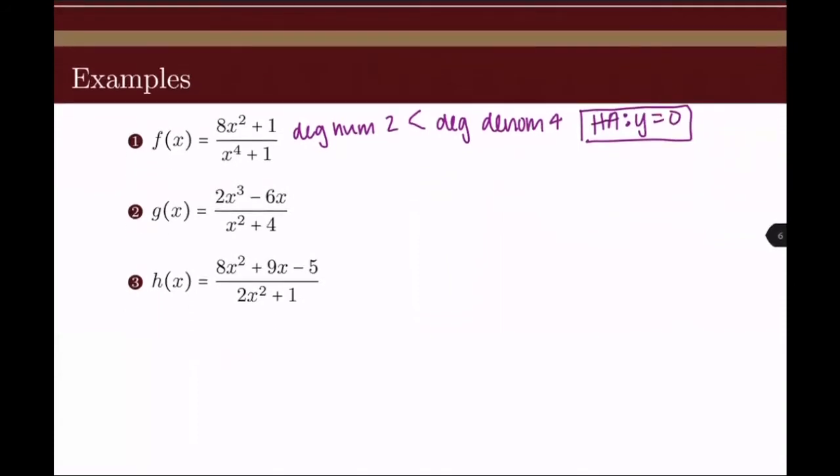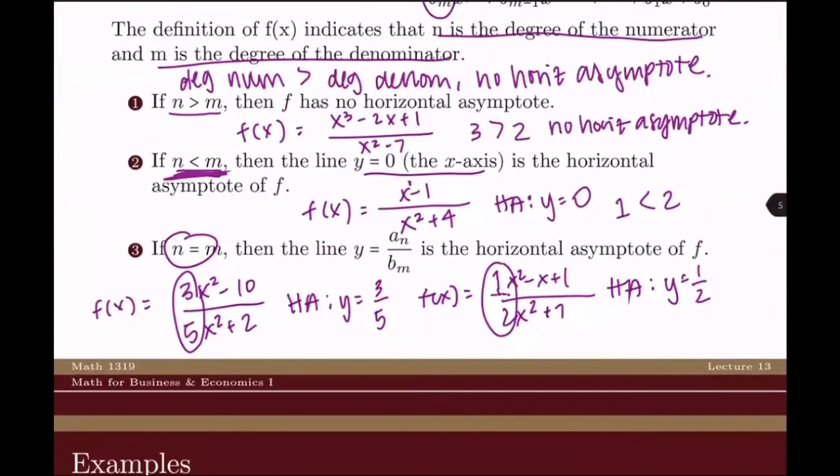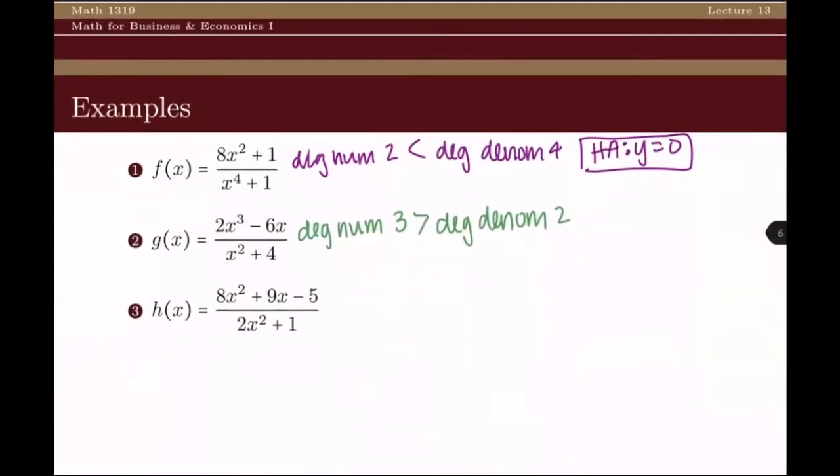All right, let's do number 2. For number 2, the degree of the numerator is 3, which is bigger than the degree of the denominator, which is 2. And if we scroll back up, we can see if the degree of the numerator is bigger than the degree of the denominator, we don't have one. So this is pretty straightforward. No horizontal asymptote. We are done there.